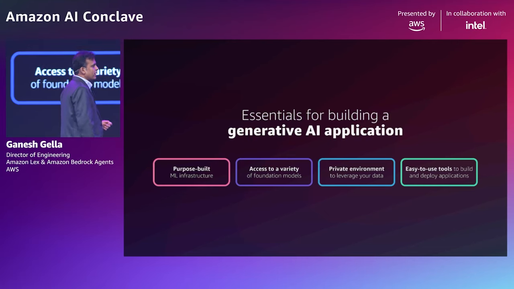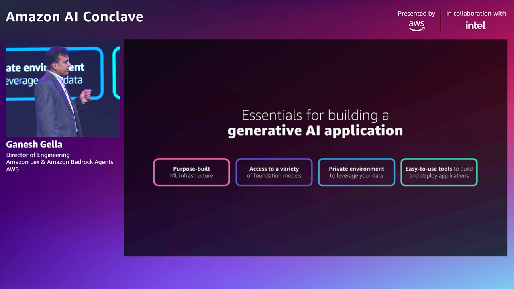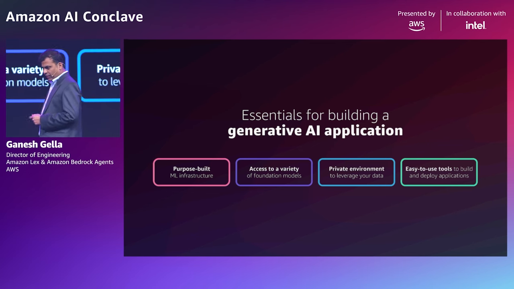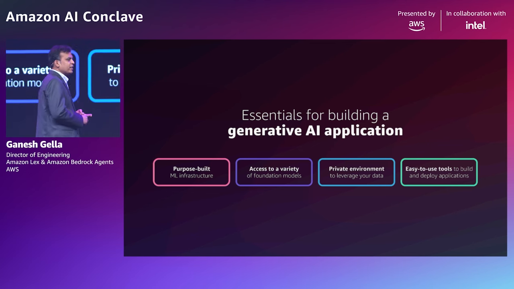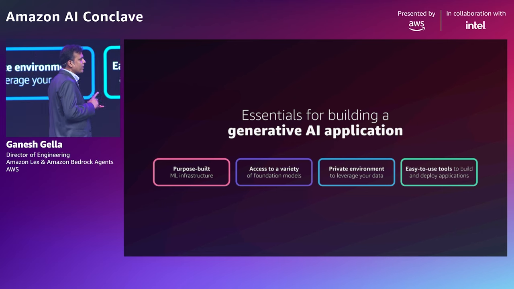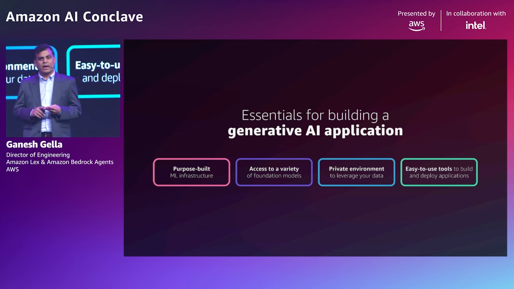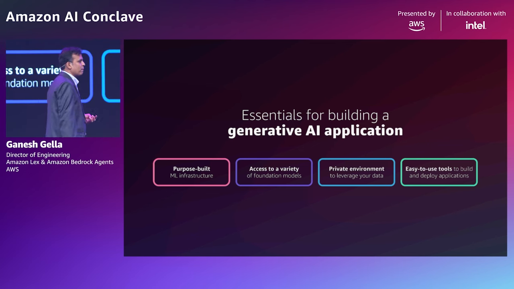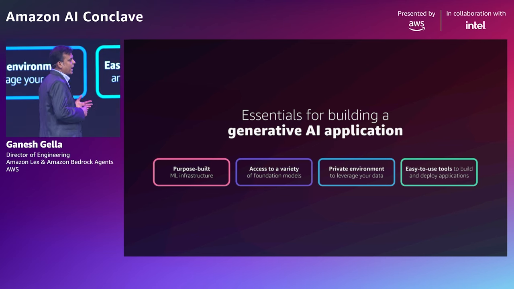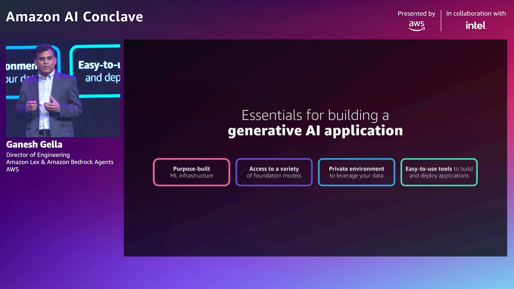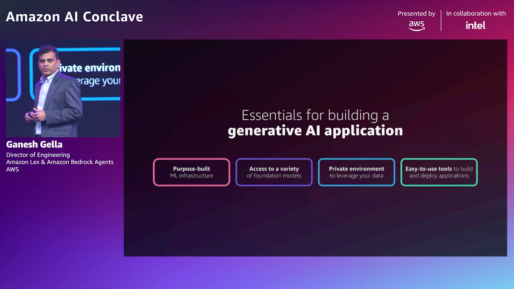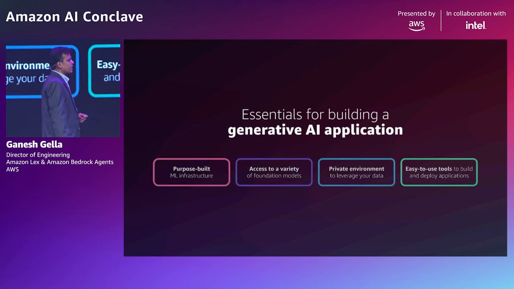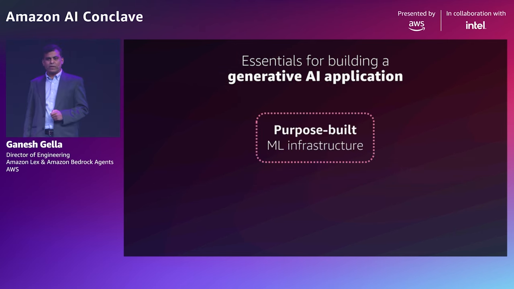At a high level, I look at this as having four essentials for building an effective generative AI application. The first one, you need purpose-built infrastructure. Number two, having access to a variety of models, and then making these generic models work better for you and with your data. And the fourth and important one is having access to easy-to-use tools so that you can bring these experiences to life faster and easier. Let's look at each one of these, starting with purpose-built ML infrastructure.